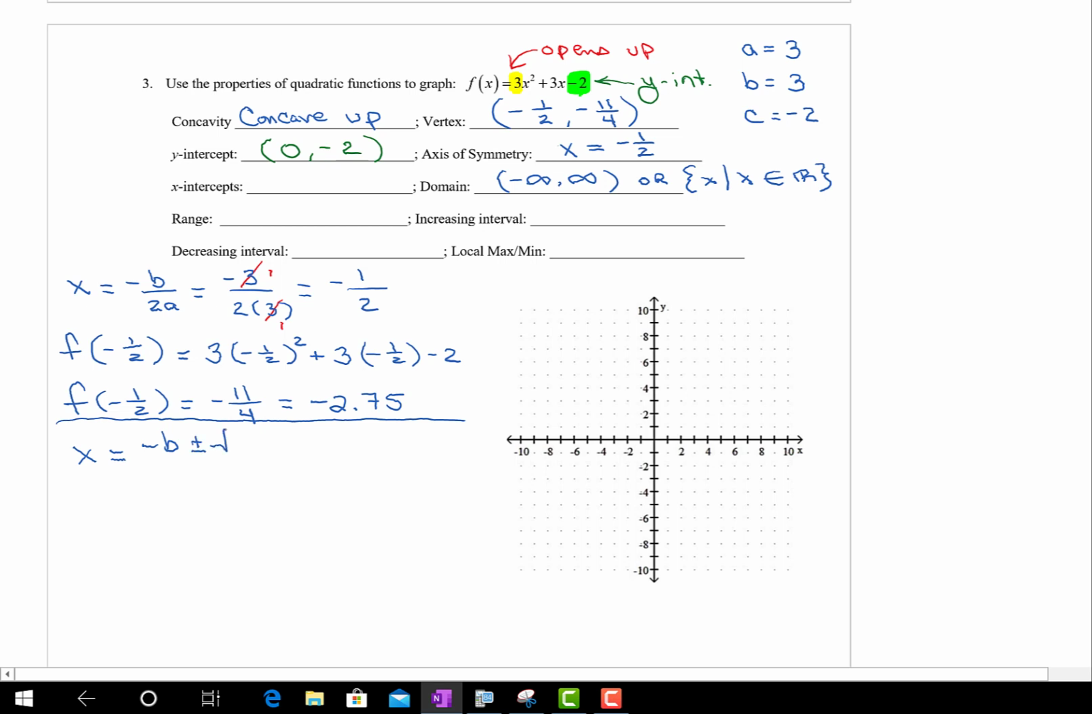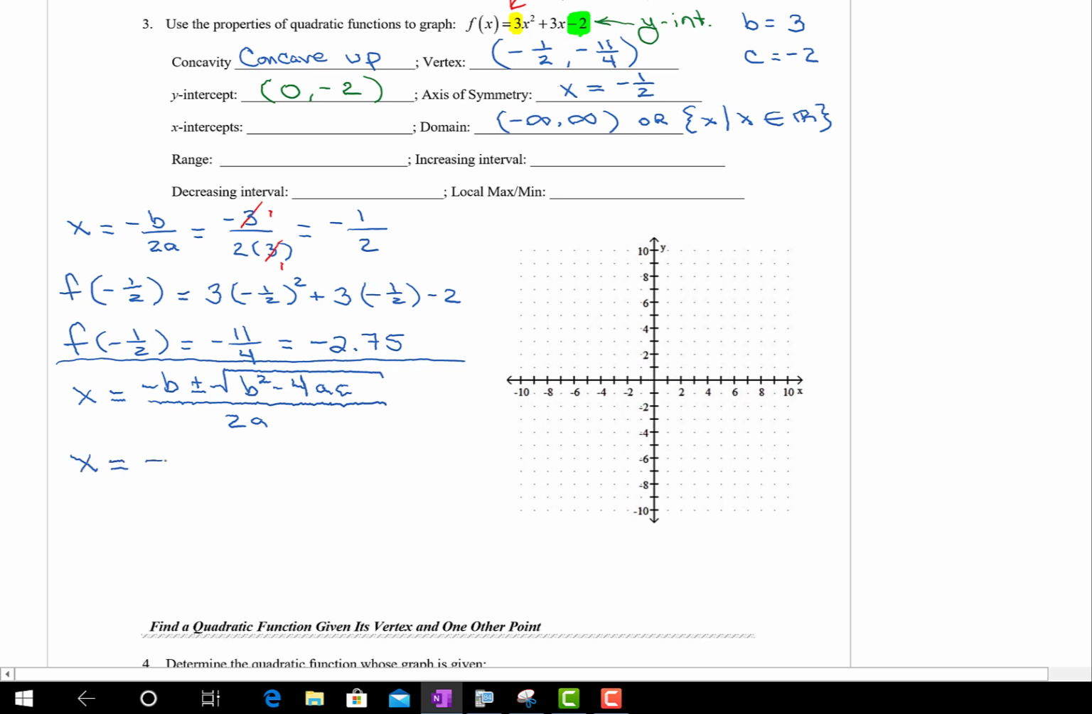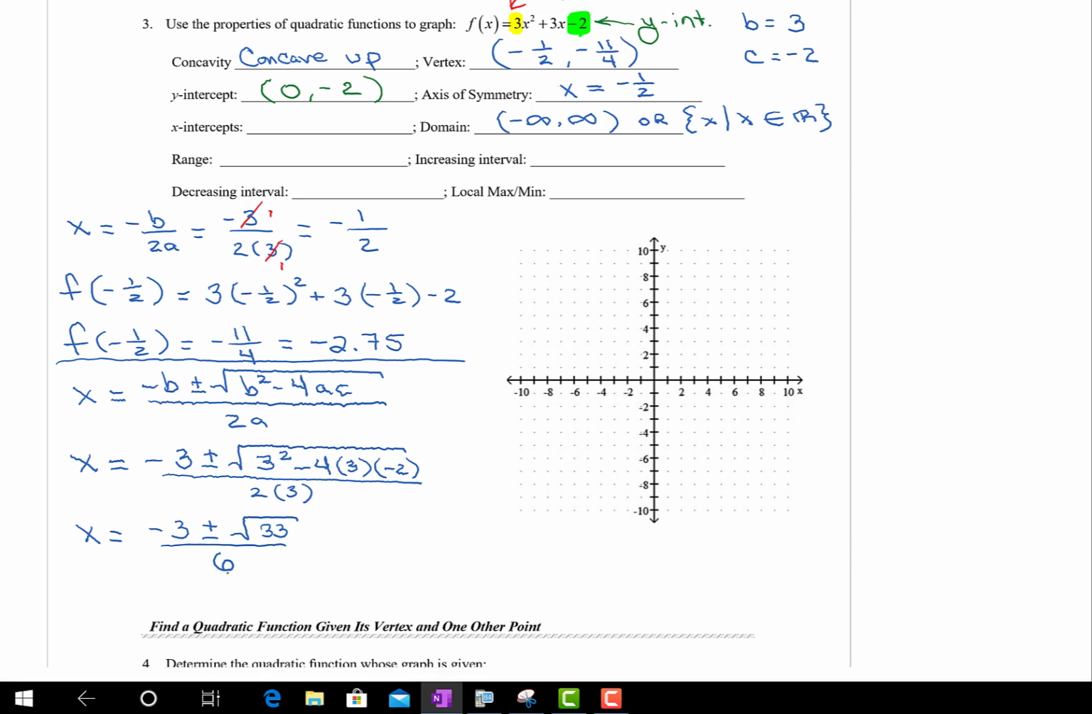x is equal to negative b plus or minus the square root of b squared minus 4ac all over 2a. And if you remember my little song, you could sing along, right? Let's go ahead and substitute all of the values here for a, b, and c, and simplify this out. This simplifies to negative 3 plus or minus the square root of 33 over 6. And this is as simplified as we can make this. You can't simplify this any further.